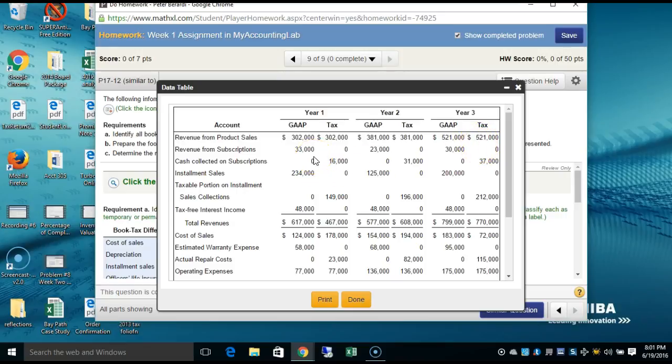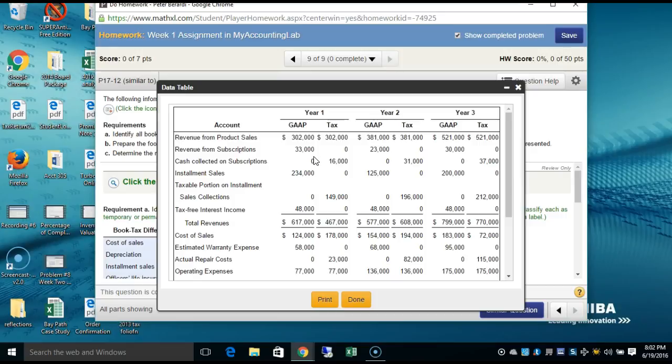Revenue from subscriptions is different for GAAP and tax. So we are recognizing revenue on GAAP purposes, but not on tax. We're going to have to determine if that's permanent or temporary. Cash collected on subscriptions, again, not recognized for GAAP, but recognized on tax. So it's obviously related to the revenue from subscriptions.